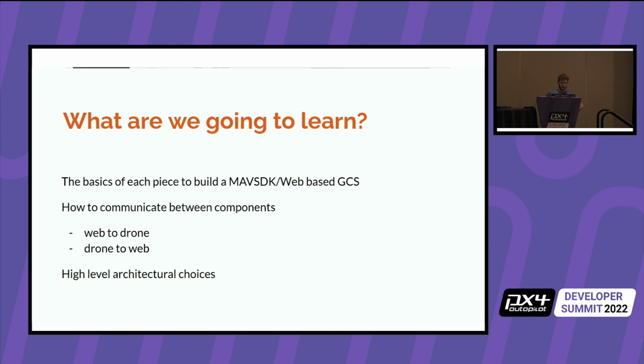So what are we going to learn today? We're going to go through the basics to build each piece of a web-based GCS that's going to use MAVSDK to communicate MAVLink to the drone. We will also use other general purpose components like standard web dev tools to get this done. So we really just need to figure out two problems. We need to communicate between the web interface and the drone, and back from the drone to the web interface. And we're going to go over some higher level architectural choices of why you might want to go with the web-based GCS over some of the other more traditional options like QGC.